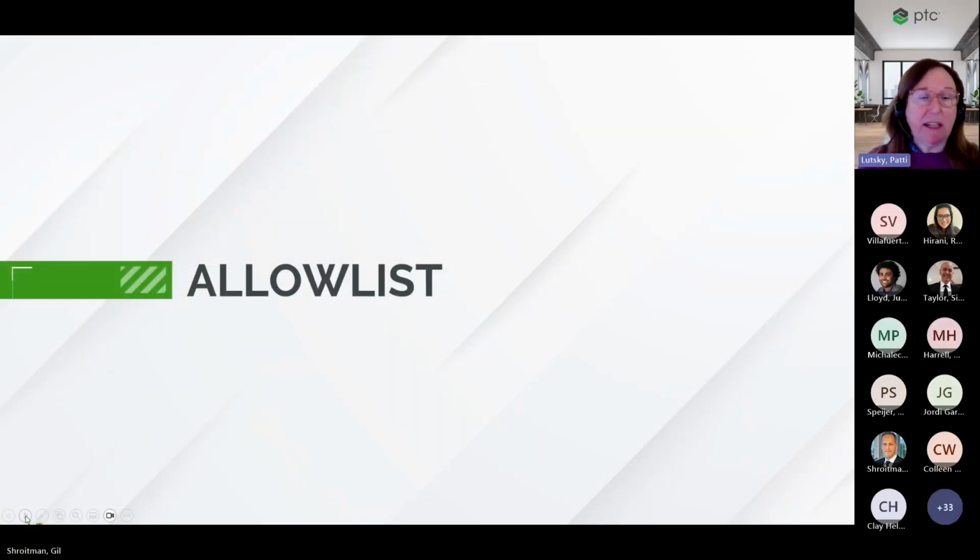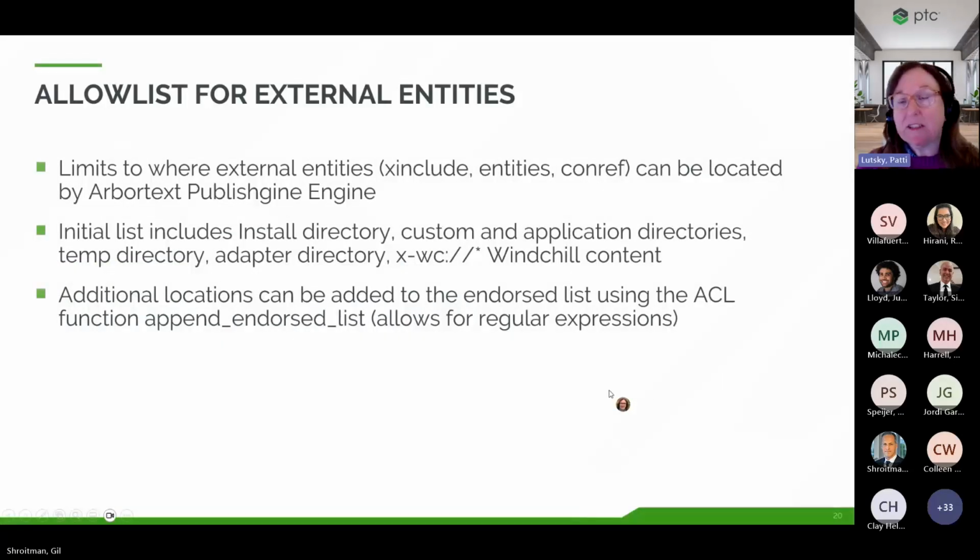Okay, the next to talk about is the allow list. So this is basically, as you might imagine, a security feature. And what it does is limits where any external files can come from. So things like X-includes, entities, conrefs. And the idea here is to prevent the possibility of a malicious document, where the malicious document might be trying to pull in content that should not be available to be published.